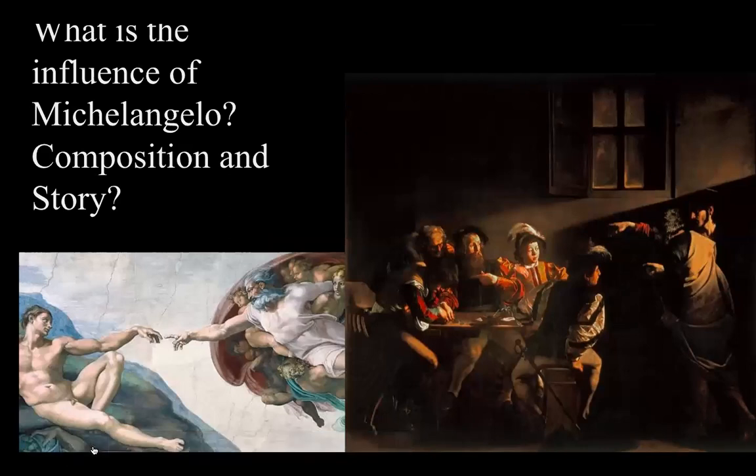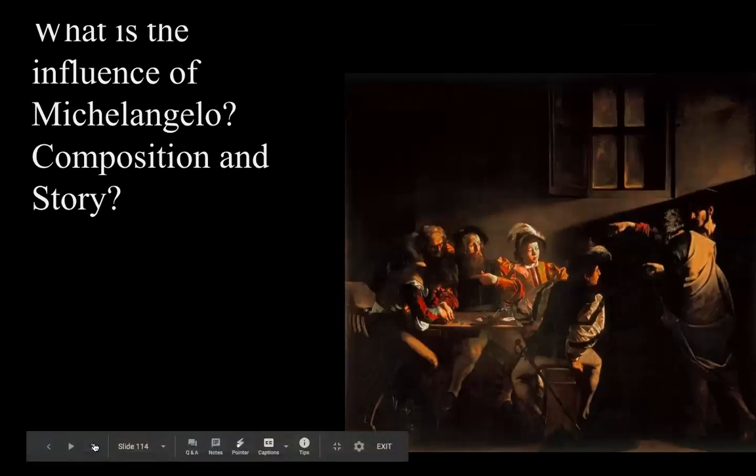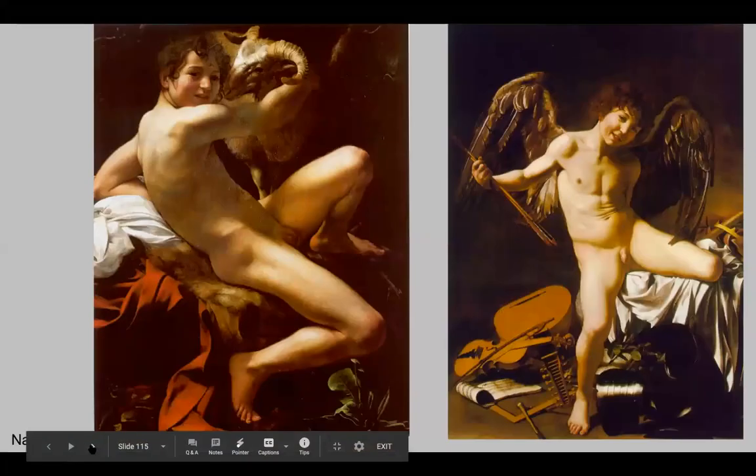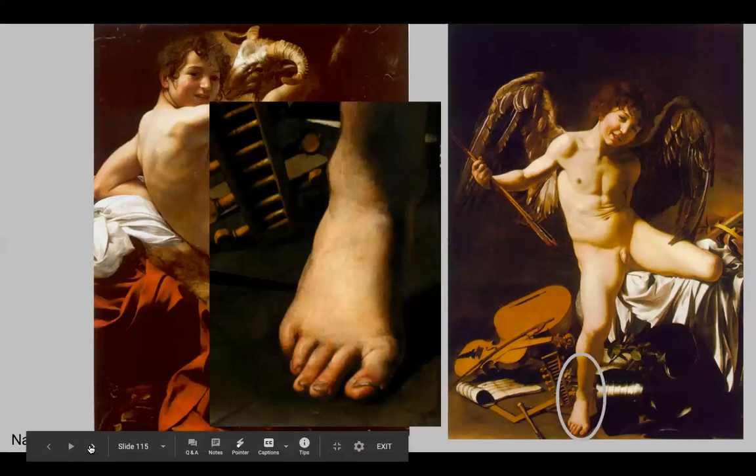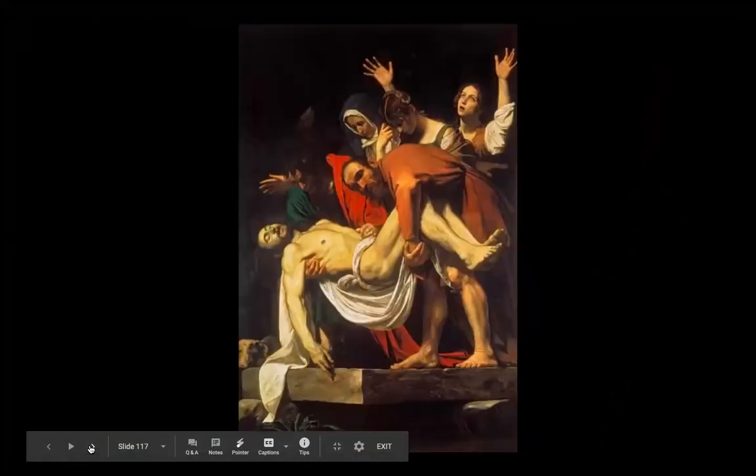So here we have the hands, right? Notice the gestures. Here's some other images. We've got dirty feet and fingernails, right? Total naturalism, over the top realism. You can see that a lot of these compositions are really up front so that you notice the most important part.